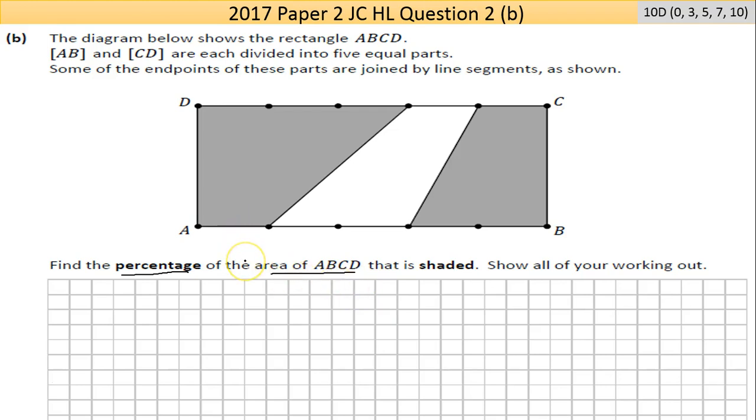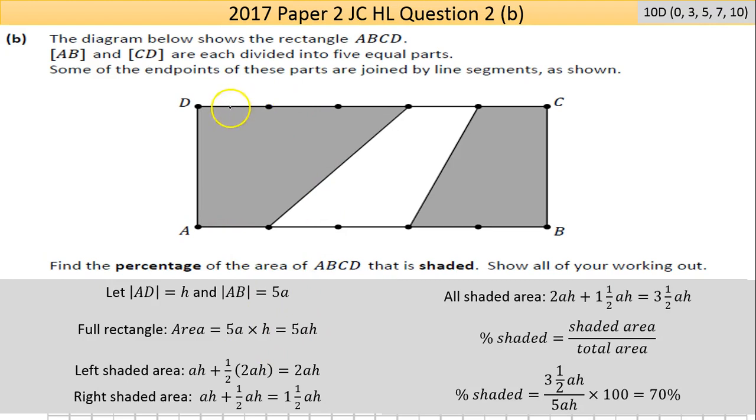I'm going to go straight to the answer here because I've already done it out. Now remember, each of these line segments we're going to call little a. So little a, little a, little a, little a, and little a. I'm going to call the height H. So the length of AD is H, and the length of AB is 5A, 5 times A. Now the area of the full rectangle ABCD is length times breadth, 5A times H, which gives the expression 5AH.